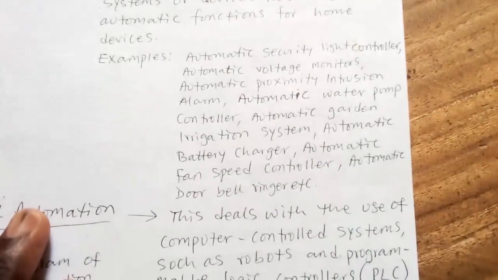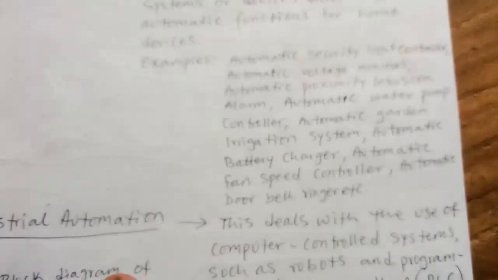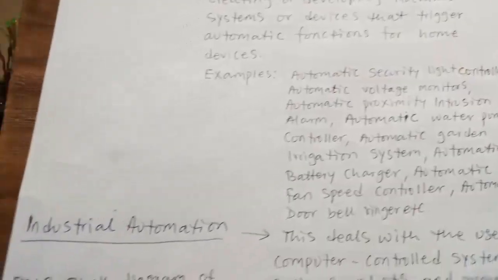Examples of home automation: we have automatic security light controller, automatic voltage monitors, automatic proximity intrusion alarm, automatic water pumping controller or pumping system. We also have automatic garden irrigation system, automatic battery charger, automatic fan speed controller, automatic doorbell ringer. There are more on the list. So these are a few examples of home automation.